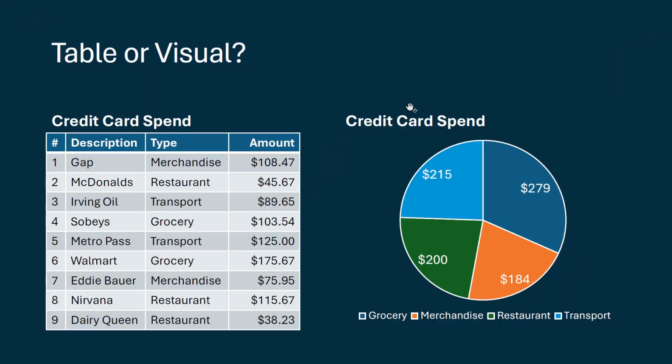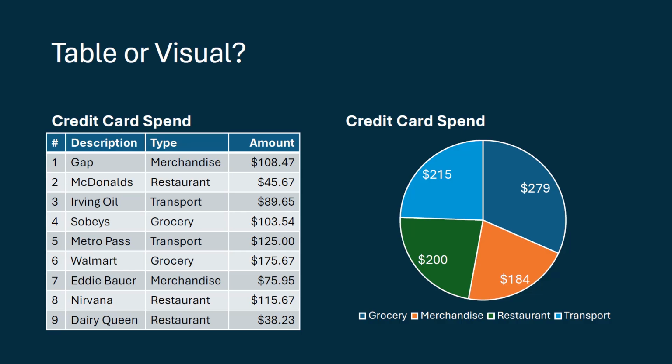Let us look at these transactions on a credit card. I have taken a small sample of 9 transactions, but let's say we have hundreds of transactions in a month. In such a situation, reading through these transactions and trying to make sense of how you are spending money, how much you are spending on each of the categories, etc., is not so easy.